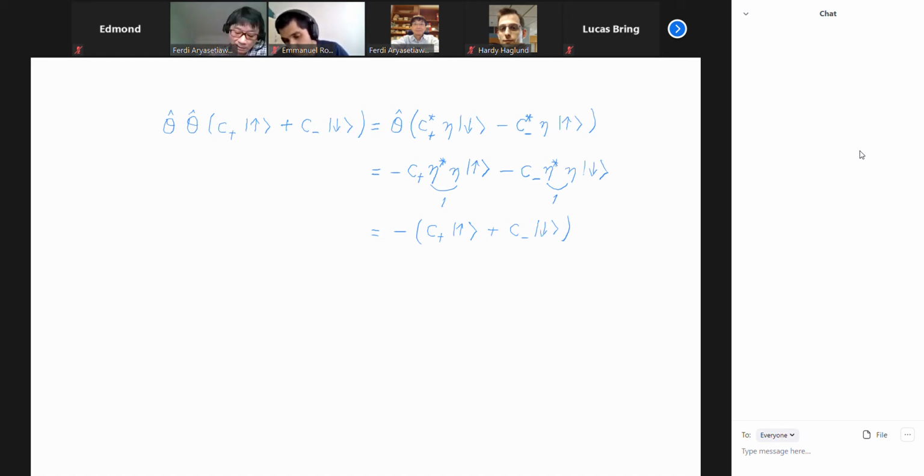So that means that for spin half states, we can say that eta squared is equal to minus 1. For integer spin, we have already worked this out before. For integer spin, eta squared is equal to 1.